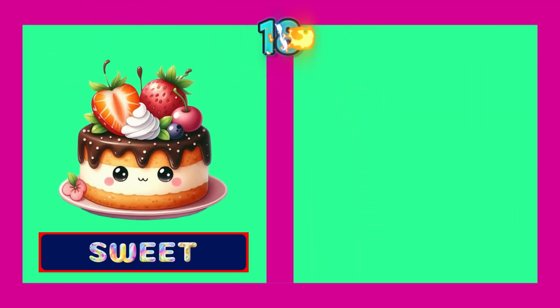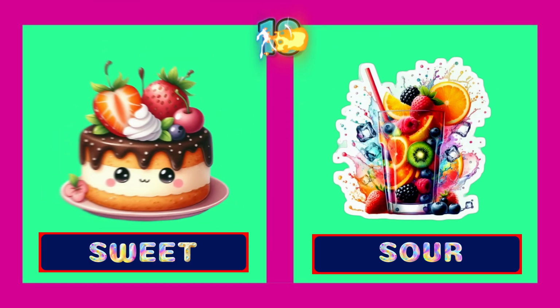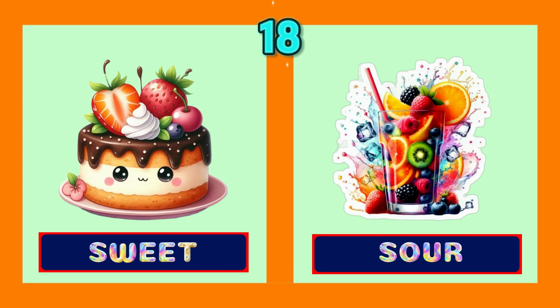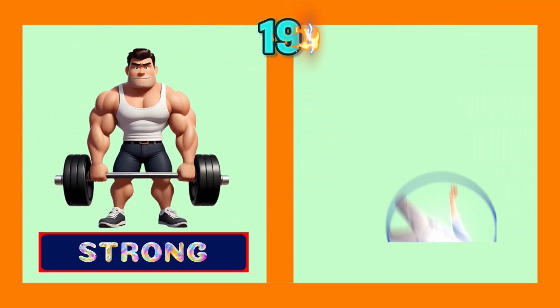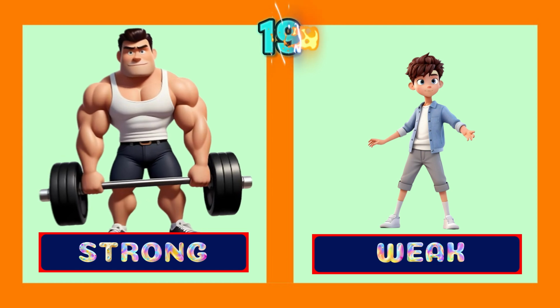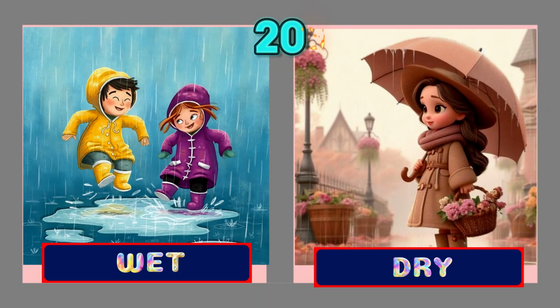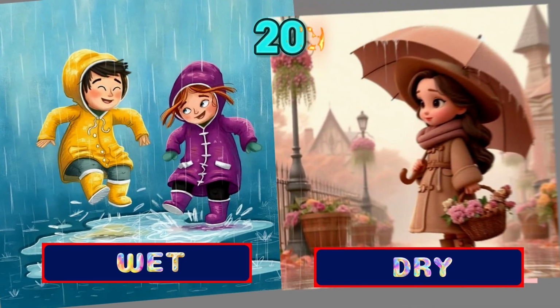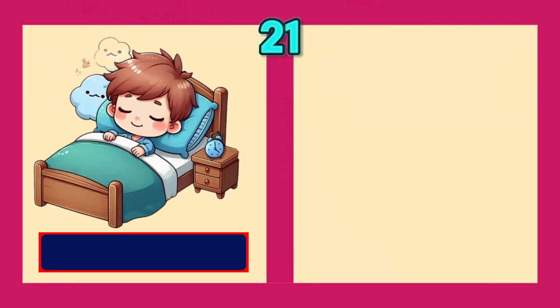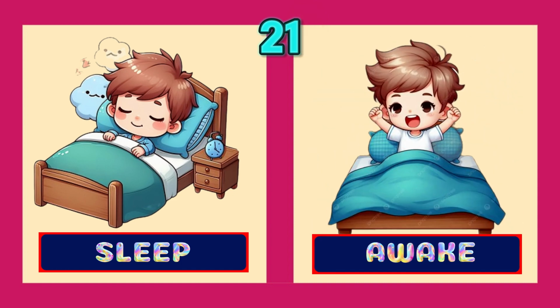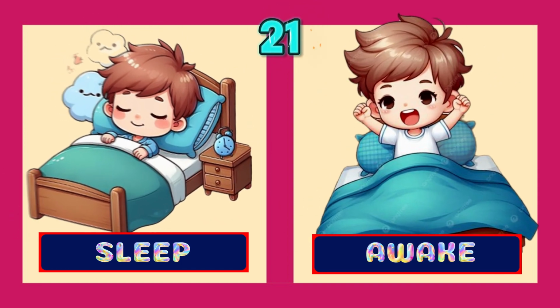This is sweet. This is sour. Sweet. Sour. He is strong. He is weak. Strong. Weak. They are wet. She is dry. Wet. Dry. He is sleeping. He is awake. Sleep. Awake.